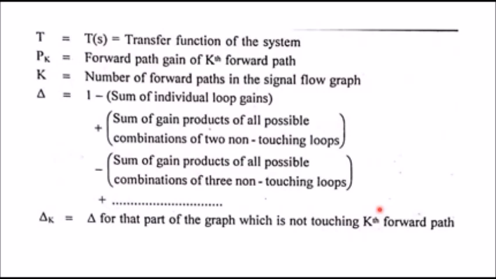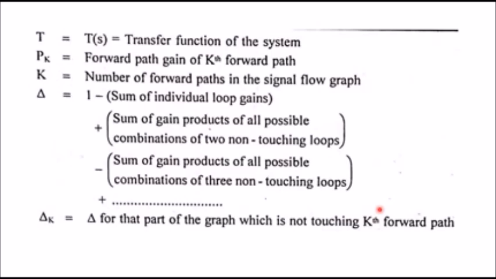Okay, what is delta? This is important. Delta is equal to 1 minus, first remember, 1 minus the sum of individual loop gains. So you need to find all the individual loops, find the gain of all the individual loops, then add all the individual loop gains. So that is called the sum of all individual loop gains. Then plus the sum of gain products of all possible combinations of two non-touching loops.